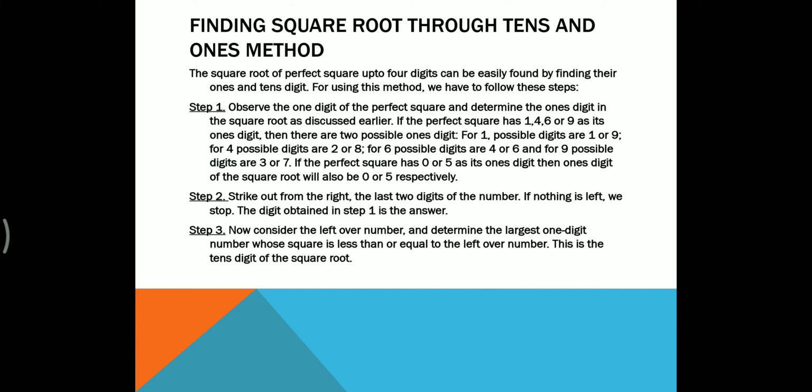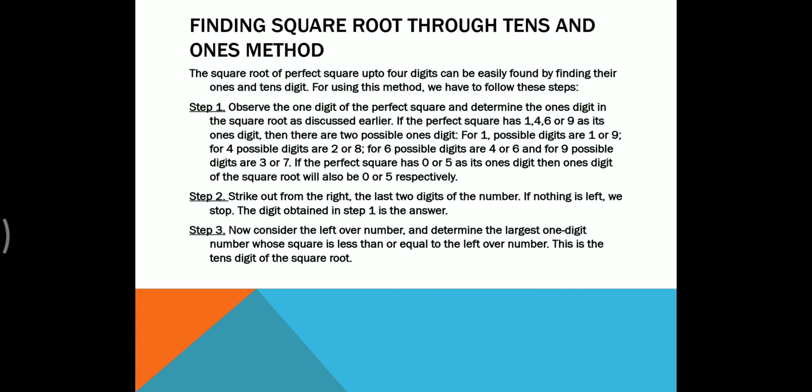Now another method is finding the square root through the tens and ones method. My dear students, the square root of a perfect square up to 4 digits can be easily found by finding its ones and tens digit. For using this method, we have to follow the steps. As you know from the properties of square numbers, it's very important for you to remember the properties. Now, observe the ones digit of a perfect square and determine the ones digit of the square root as discussed earlier.